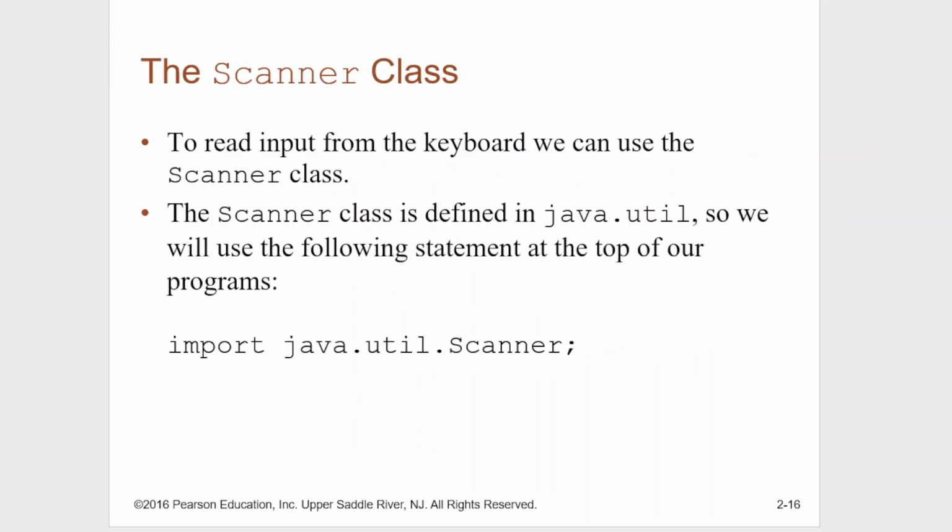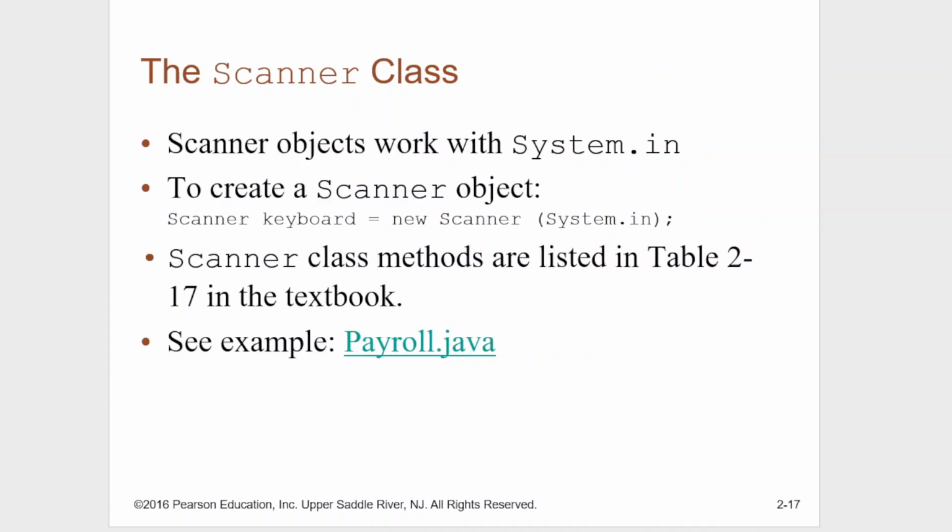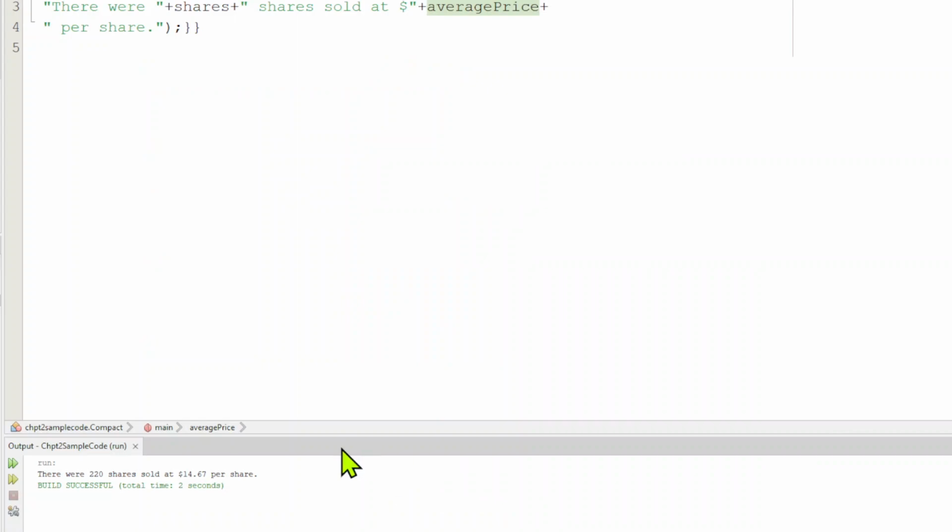Okay, so let's go ahead now into the Scanner class. To read input from a keyboard, we use the Scanner class. The Scanner class, just like the System class, is a class. It's defined in java.util, so we use the following statement at the top of our program: import java.util.Scanner. We actually have to import this one because it's not built right in, so it lets Java know we want to use it. Let's take a look at an example of this, Payroll.java. Pull it up.